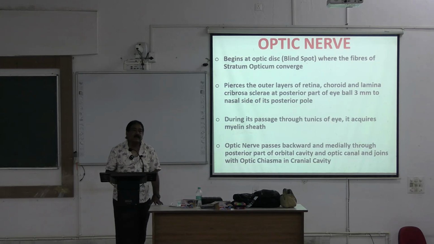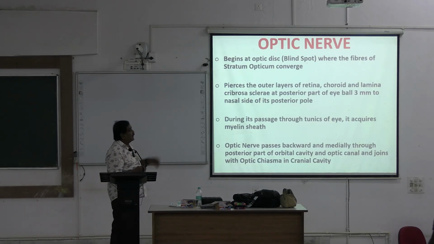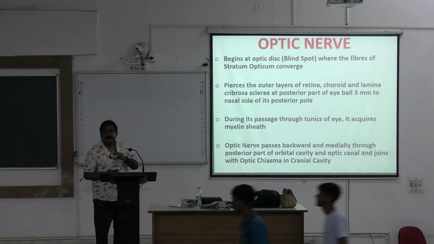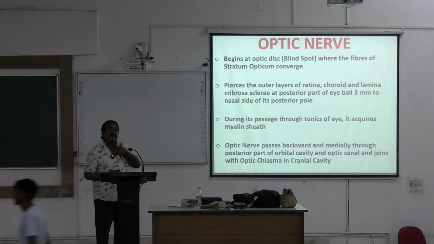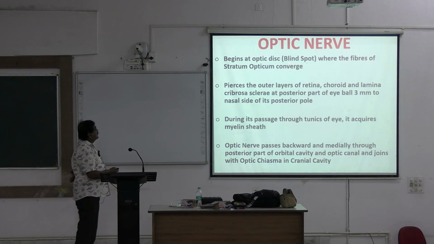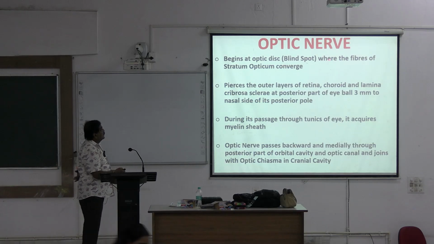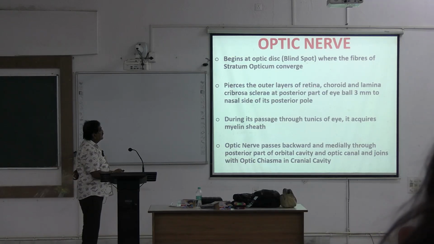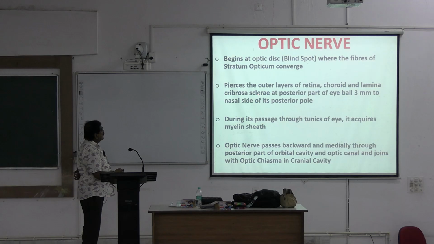Anyway, I told you about the optic nerve. Today's lecture: the optic nerve begins at the optic disc, the blind spot, where the fibers of the stratum opticum converge. It pierces the outer layer of the retina, the choroid and the lamina cribrosa of the sclera at the posterior part of the eyeball, 3 millimeters to the nasal side of the posterior pole.